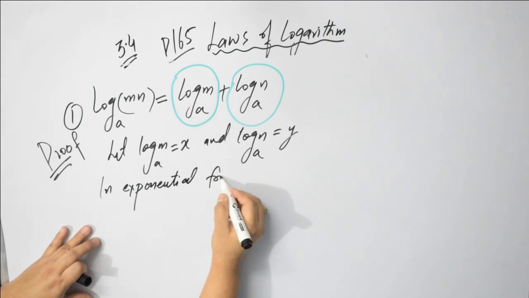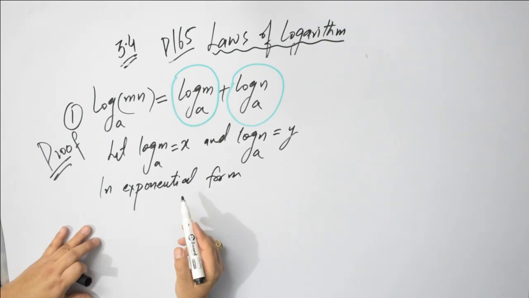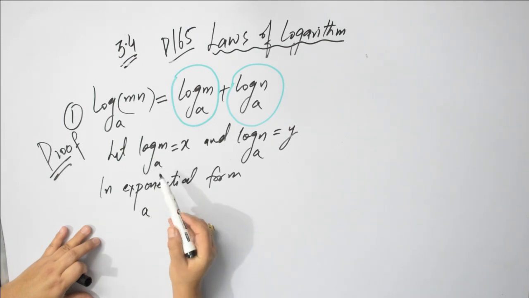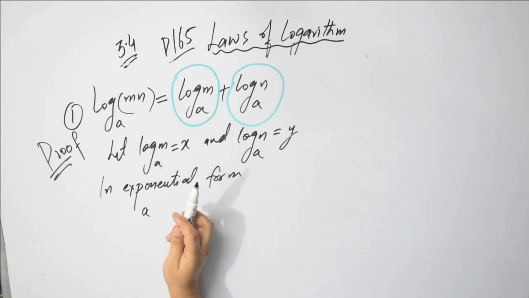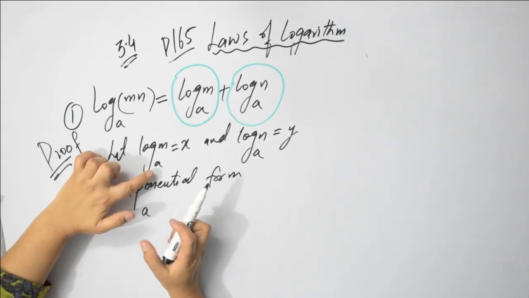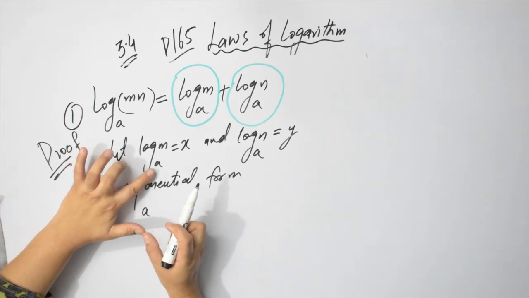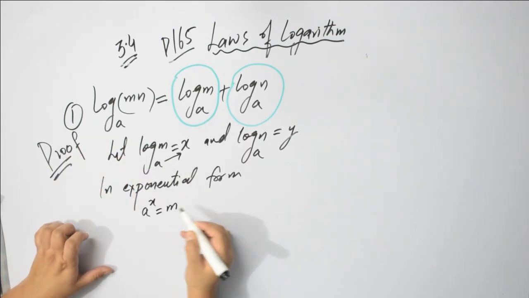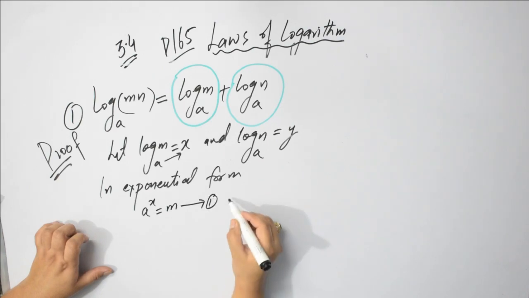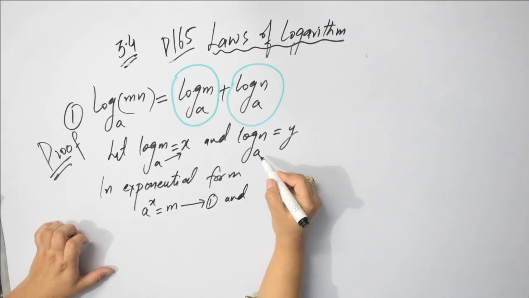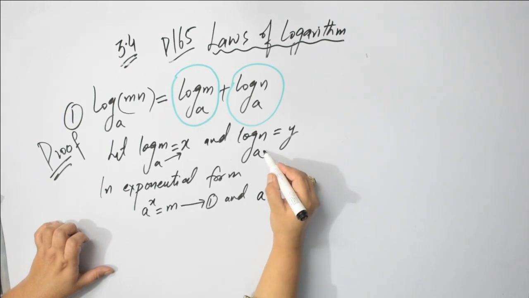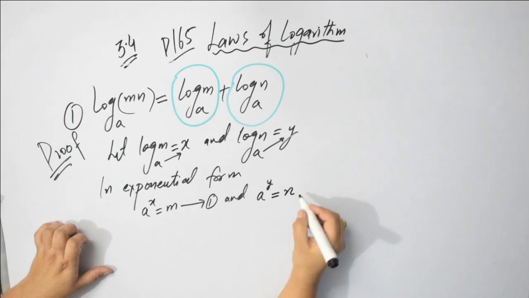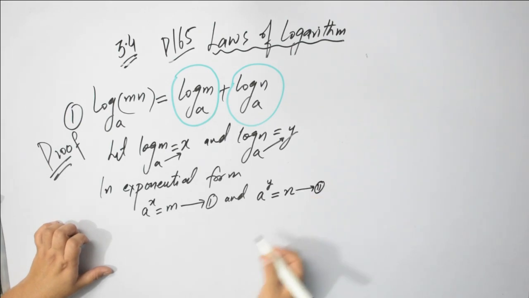Now write in exponential form. What is exponential form? You know, the exponential form of this has a base. I hope by now you have learned the exponential form. The base will remain the base in both cases. Now it is the base of this x, so a power x is equals to m. Name this equation as 1. And second, this one: the base is a, the exponent is y, so a power y is equals to n. We name this equation 2.